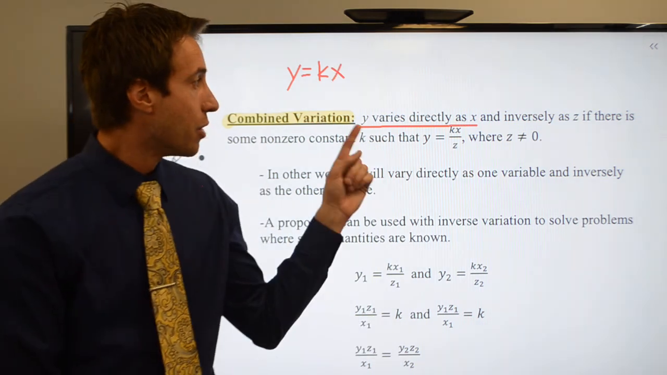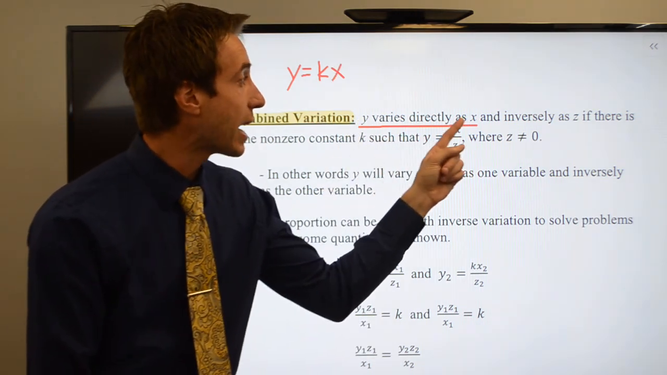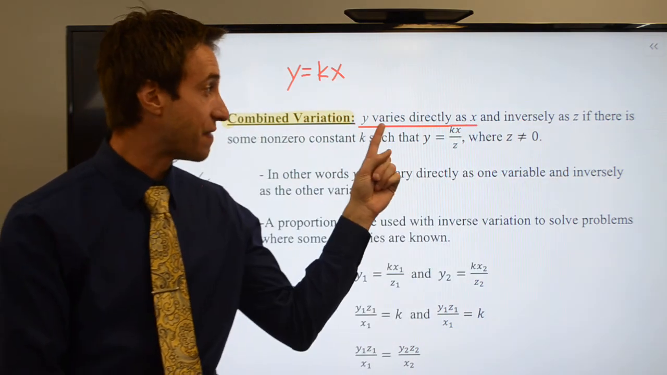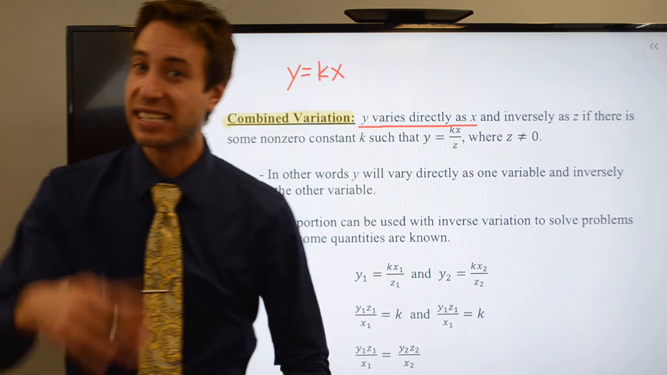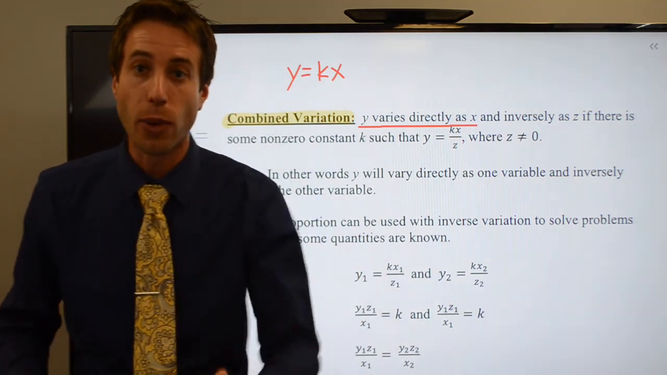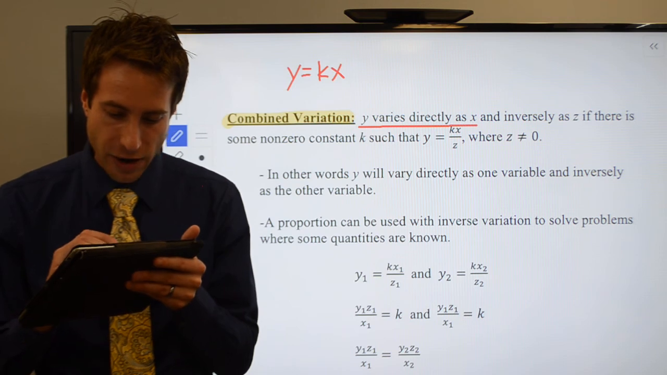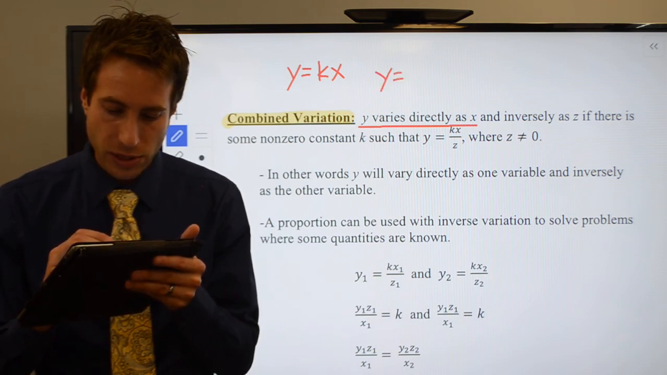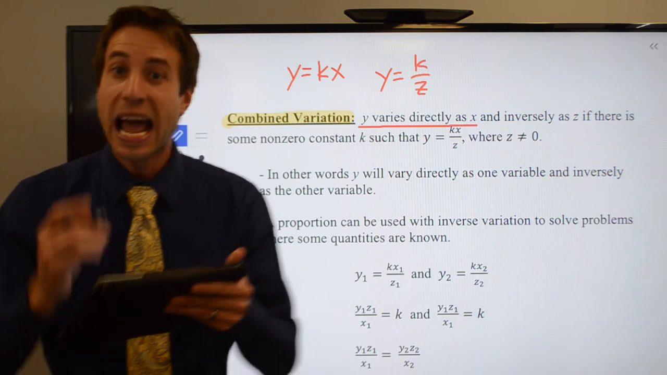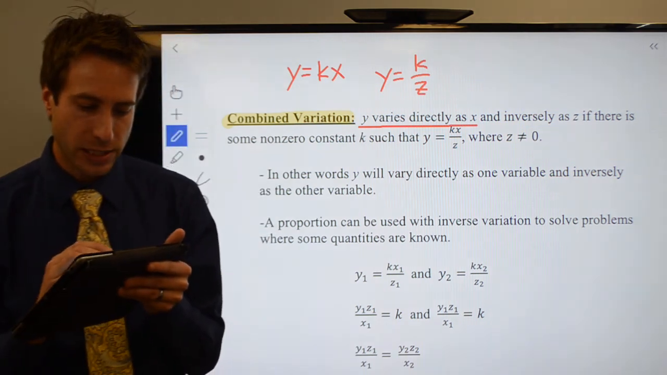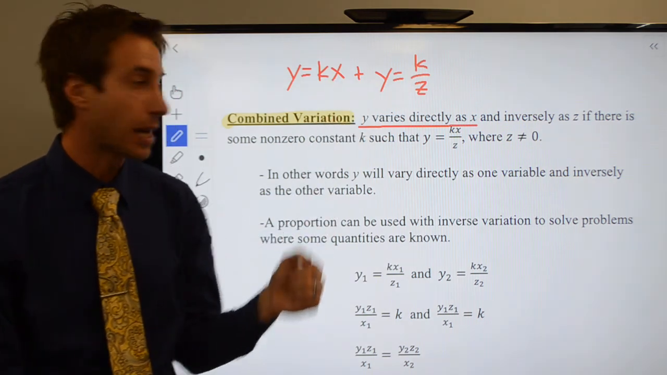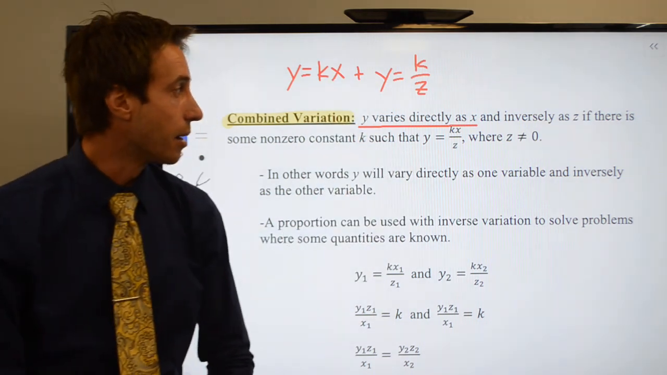Then I tell you, y varies directly as x and inversely as z. That means y varies inversely as z. Well, that was our third type of variation function. We know what that looks like. Inverse variation is y equals k over z. And what I'm doing is I want to put these two together. I want to combine these two types of variation. I want to combine direct variation.